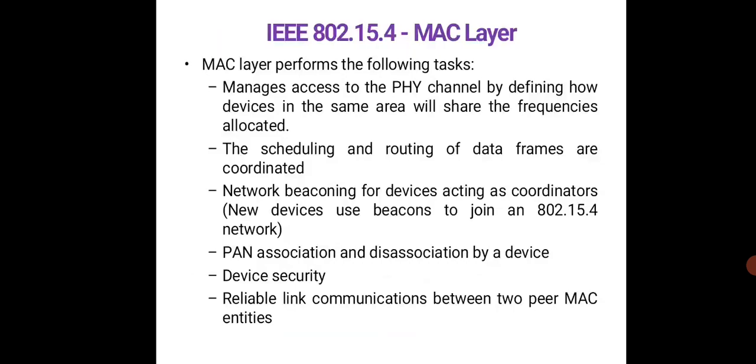The next layer is the MAC layer. The MAC layer performs the following tasks. It manages access to the physical channel by defining how devices in the same area will share the allocated frequencies. It also looks into the scheduling and routing of data frames, which are coordinated. It also handles network beaconing for devices which act as coordinators, so that new devices can use beacons to join the network. It handles PAN association and disassociation by devices, device security, and a reliable link communication between two MAC entities.